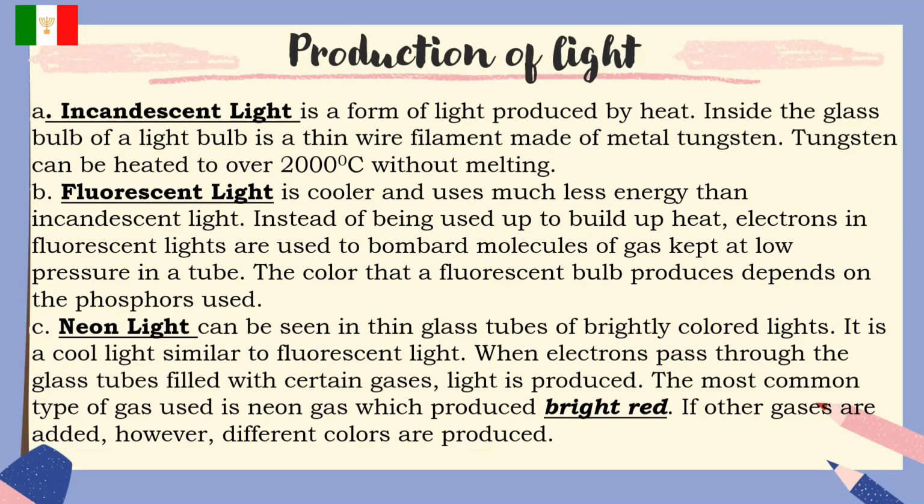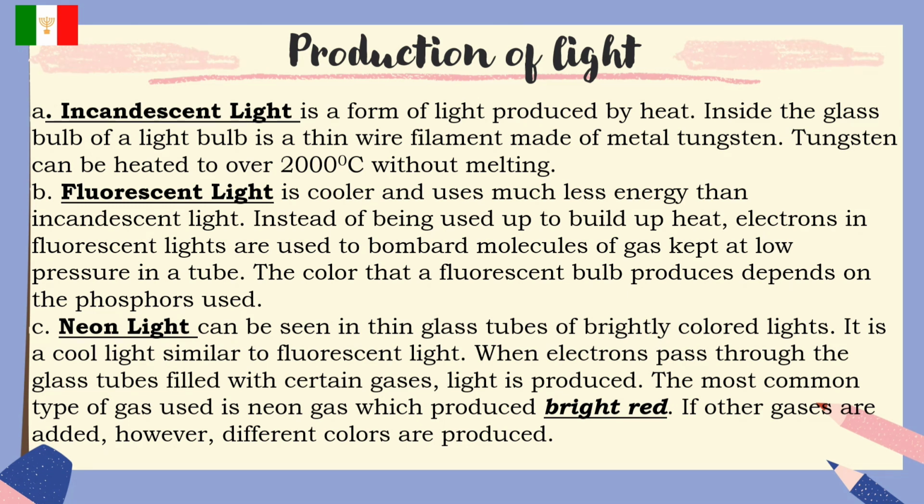Next is the production of light. There are several ways in which a luminous object can be made to give off energy in the form of light. A luminous object can produce incandescent light, fluorescent light, and neon light. The first one is incandescent light. This is a form of light produced by heat.